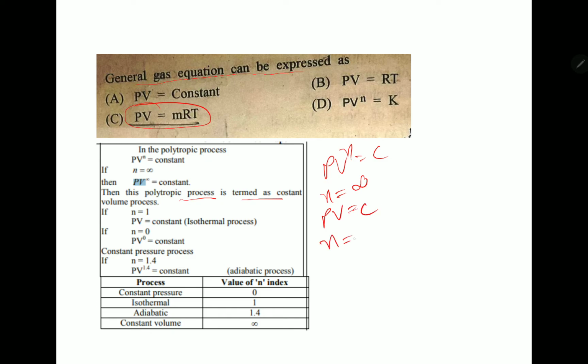If we take n is equal to 1, then we have an isothermal process. If we take n is equal to 0, then we have a constant pressure process. If we take n is equal to 1.4, then we have an adiabatic process. So remember this.